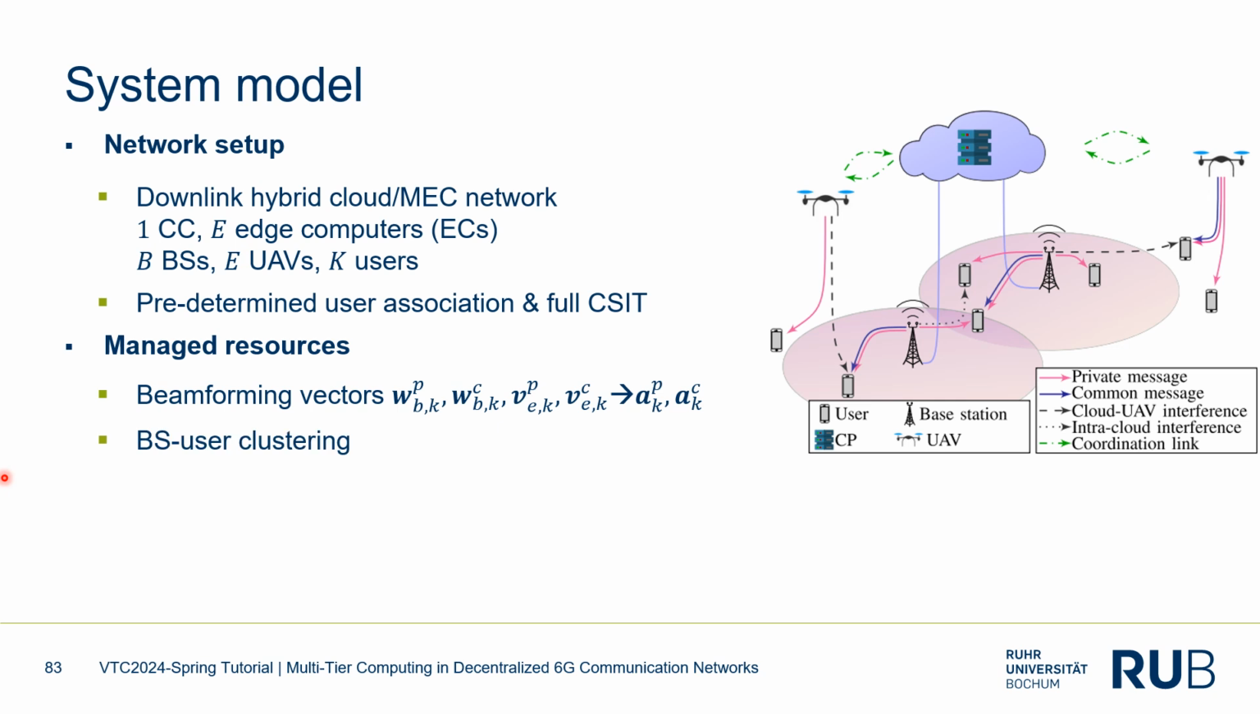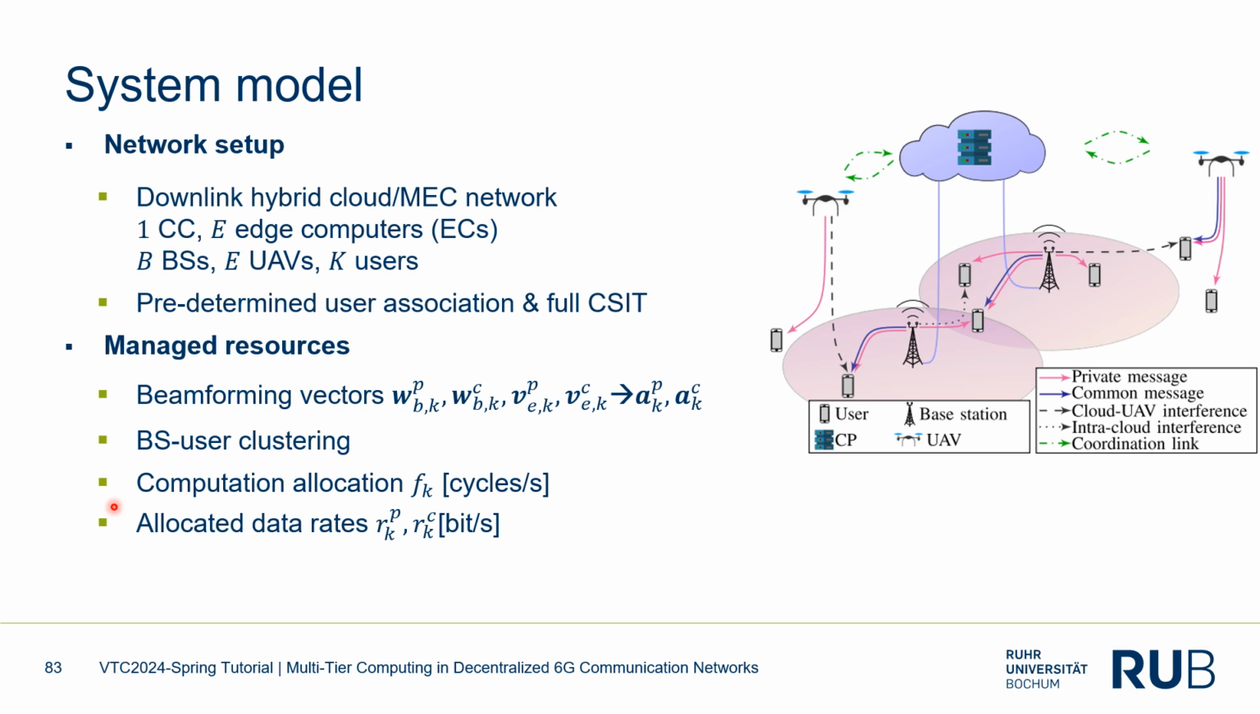Then we manage the base station to user clustering, the computation allocation, and allocated data rates in bits per second. This time it's separated as private and common rates. In this case, we have a data split because we have private and common messages, and we determine by this how much data goes into the private and the common message. And what's also needed is the RSCMD groups. So we need to determine what are the decoding orders, for example, at the users, and which user is decoding whose common message, for example.